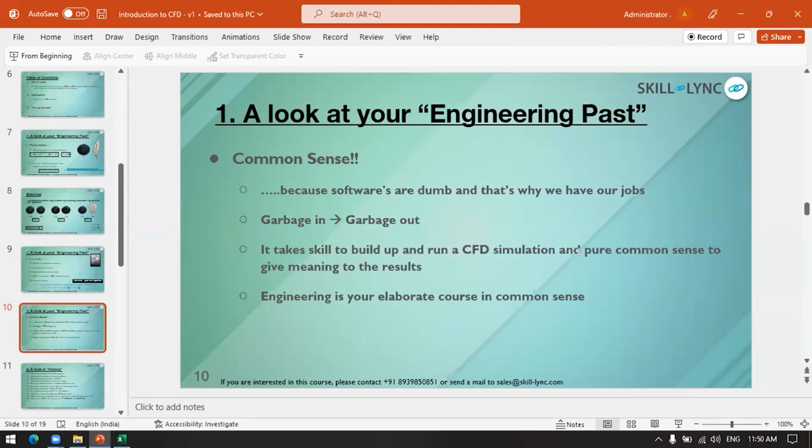It is not that everyone can read the simulation results. If you want to understand the simulation results, you have to be very strong in your fundamentals of physics, mathematics, and the most important bit is your common sense. In my honest opinion, engineering is essentially a very elaborate course in common sense. So this covers the first bit of the webinar. Are there any questions so far, or can we quickly move ahead with the history?